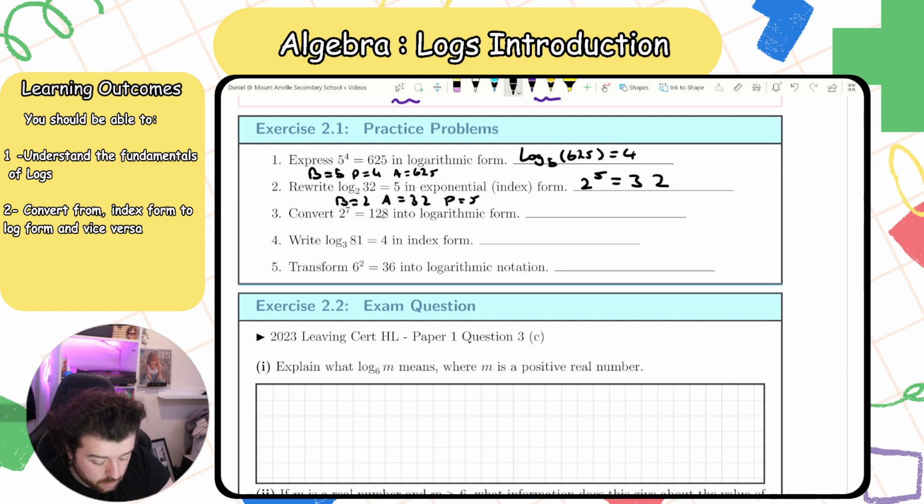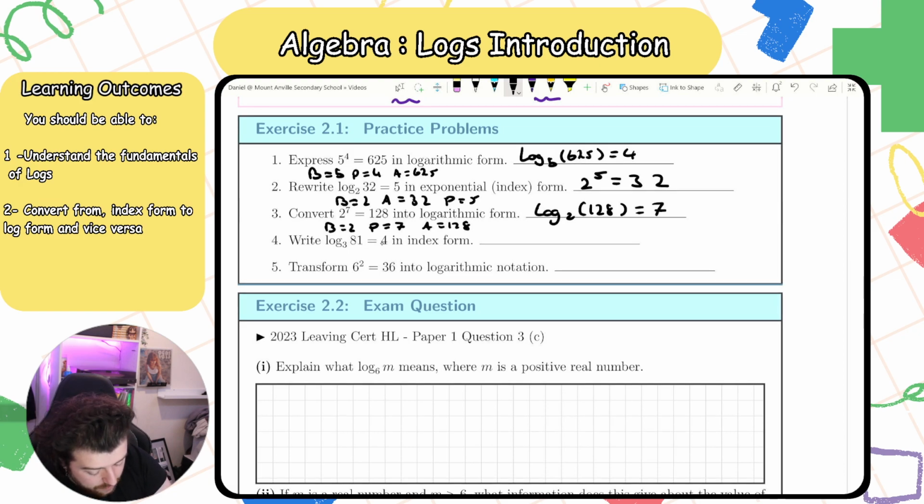2 to the 7 equals 128. So my base is 2, my power is 7, my answer is 128. I want to convert this to log form. So log base 2 of 128 is equal to 7.